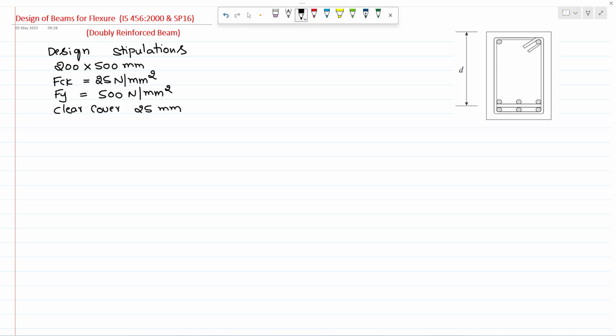and our analysis moment from ETABS at ultimate load combinations. So Mu will be 200 kilonewton meter. You convert this value to Newton millimeter, so it will be 200 into 10 power 6 Newton millimeter. This is our analysis moment from ETABS.